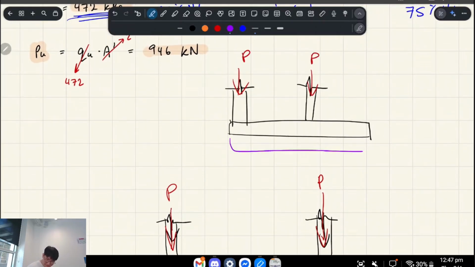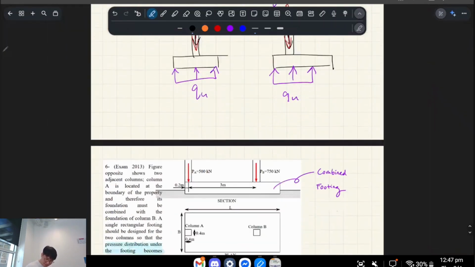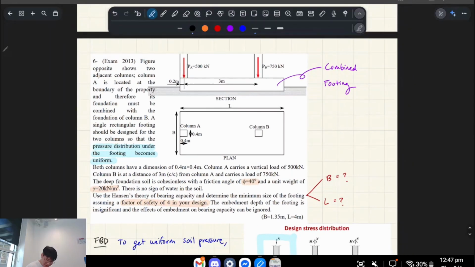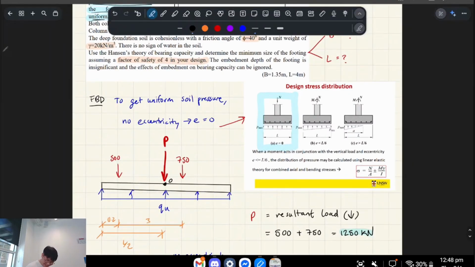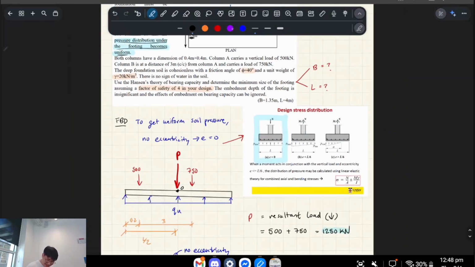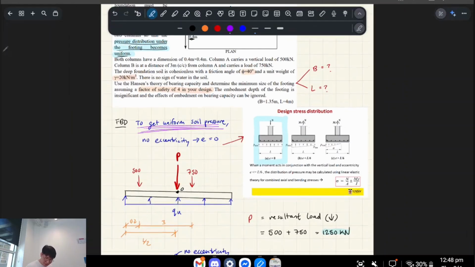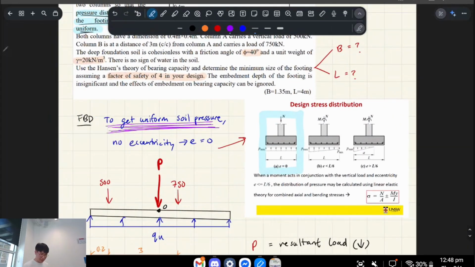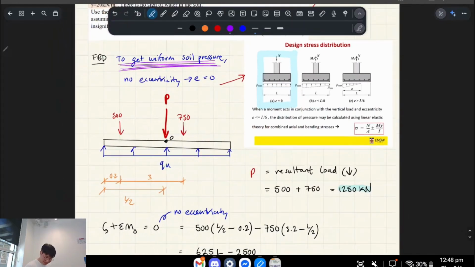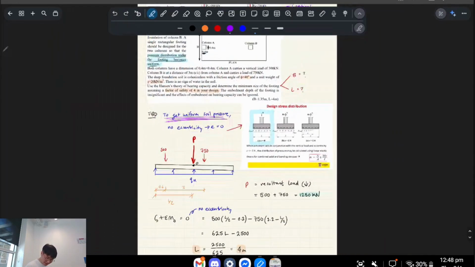Sorry, let me just draw this first. Not only do we have forces that are happening on this pad, but we also have a moment. Basically, this is causing an overturning as well. So you have to find the pressure distribution from the footing. And then we basically have to turn it into a uniform soil pressure. Sorry, what am I trying to say?